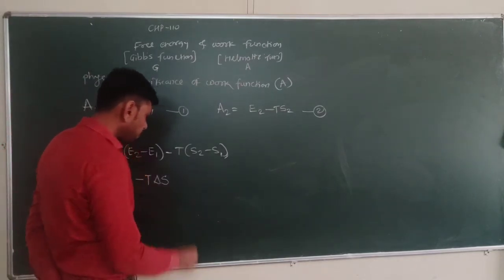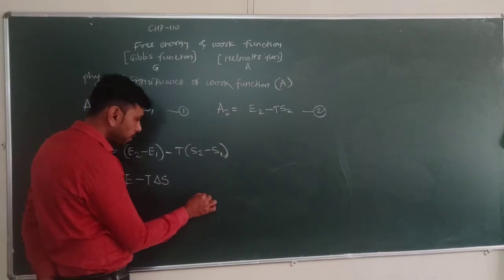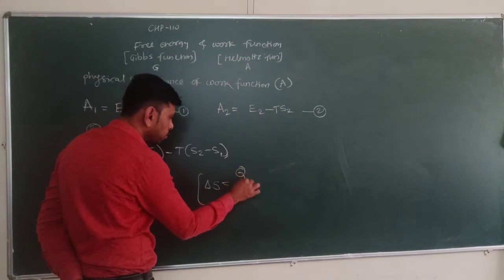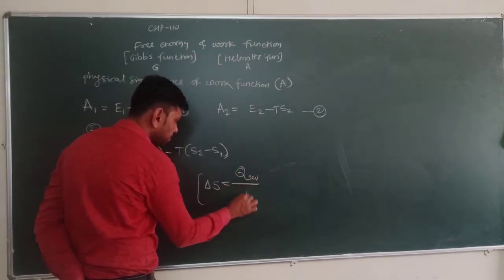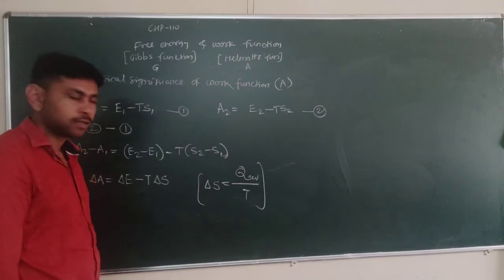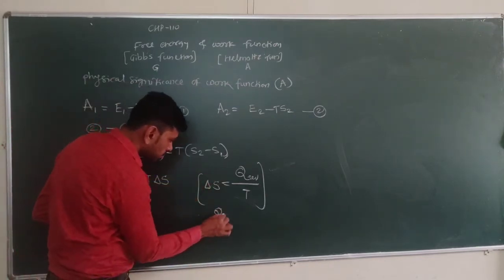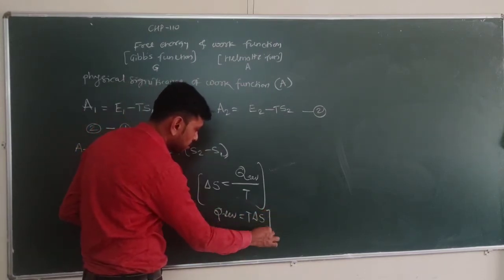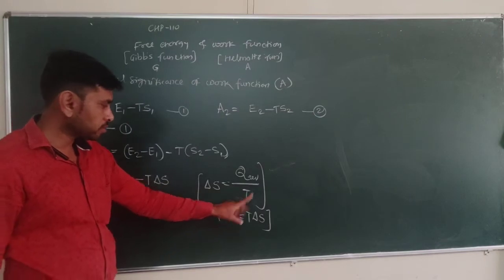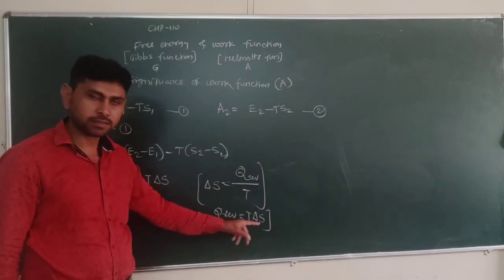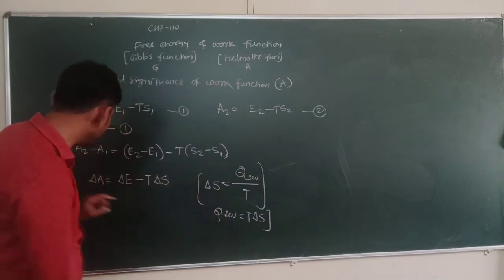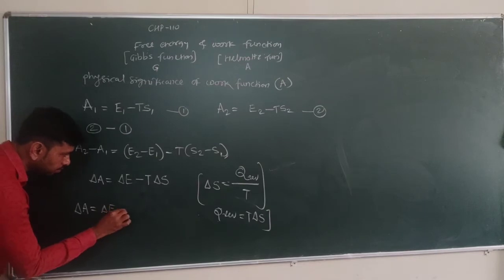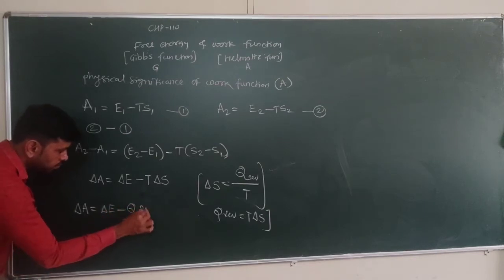Now look at the definition of change in entropy. We can represent the change in entropy, delta S, as equal to Q reversible upon T. If we rearrange this equation, Q reversible is equal to T delta S. If we replace this term T delta S by Q reversible, we can write delta A is equal to delta E minus Q reversible.